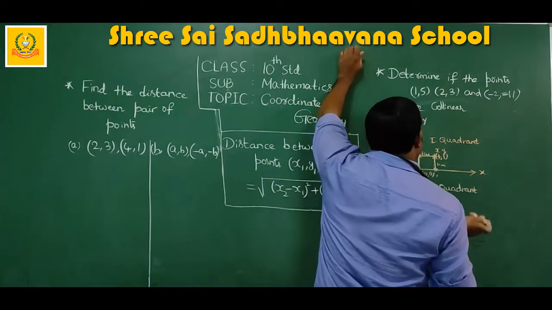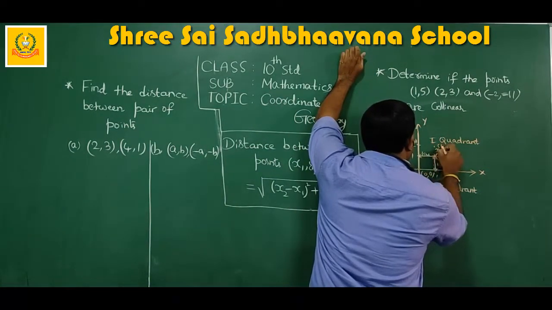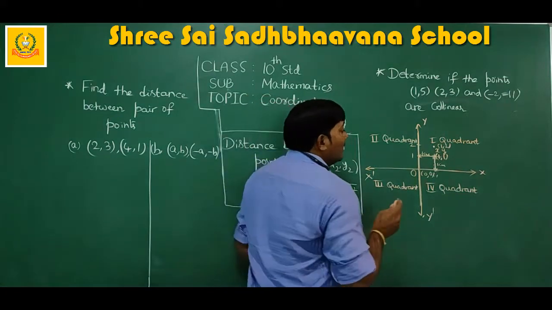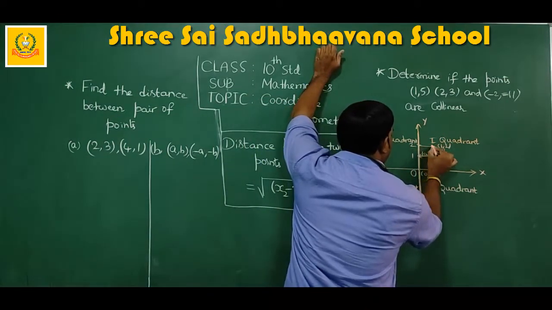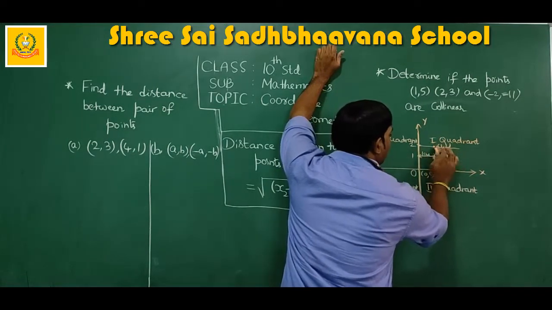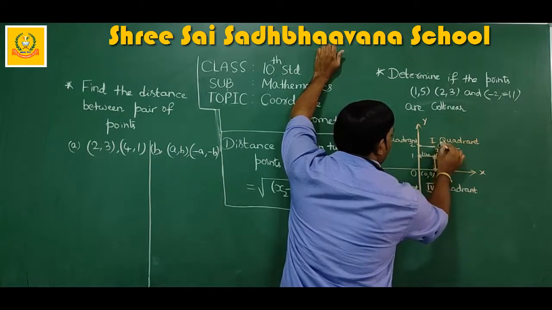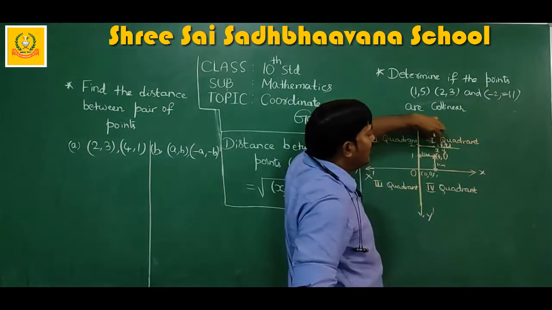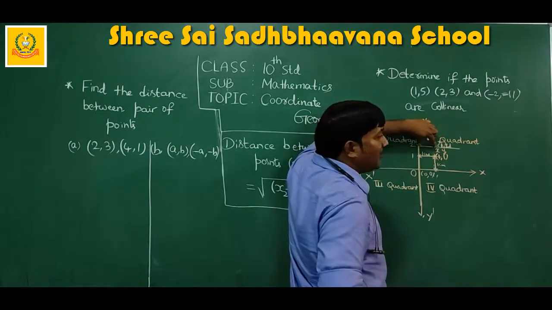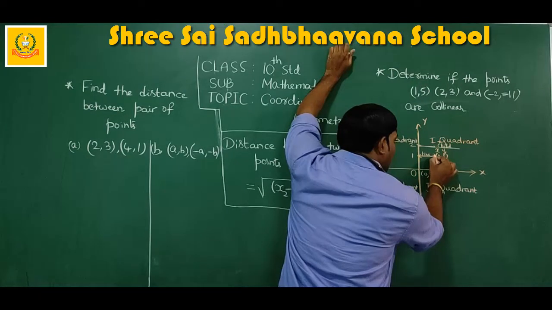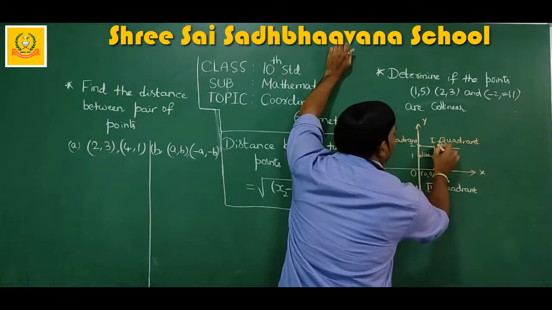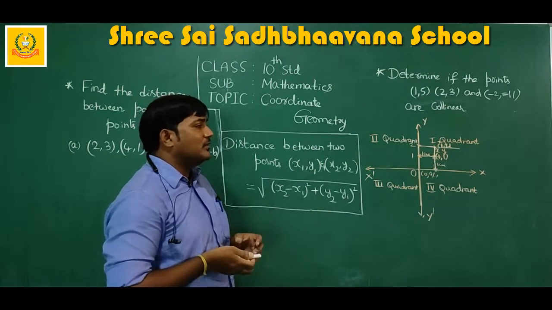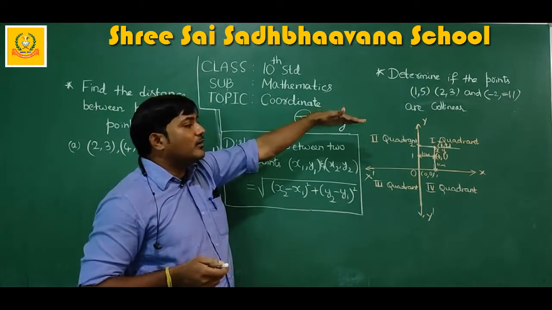Similarly, I'll go with another one. On the upper side, I'll take 1, 2. So where will 1, 2 be located? First you have to draw a line which makes 1 unit distance from the y-axis. Remember, the first number is always the x coordinate, so for the x coordinate you take distance from the y-axis. And for 2 units, from here to here it is 1, and again 1 more, means 1 plus 1. So it's 1, 2. That is how you plot the points. We studied this last year also. So remember, this is how we plot the points.